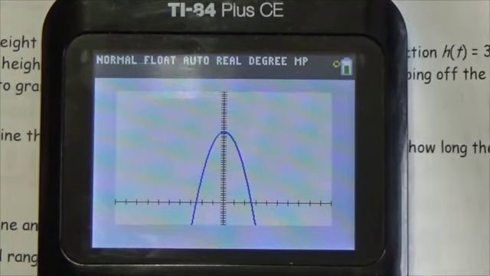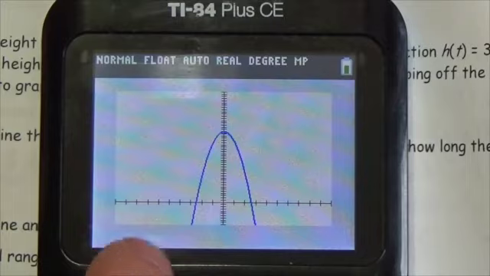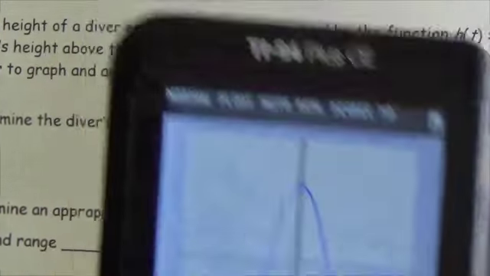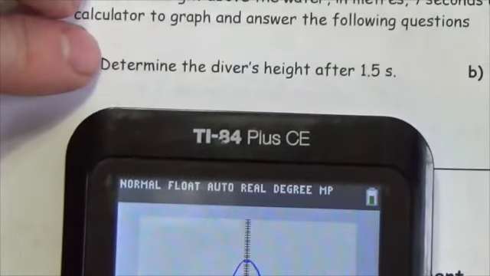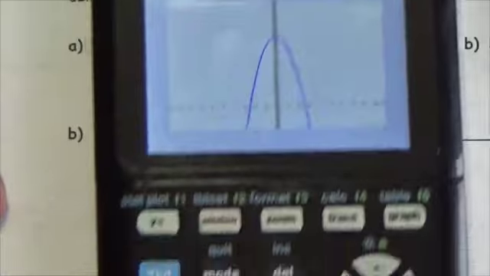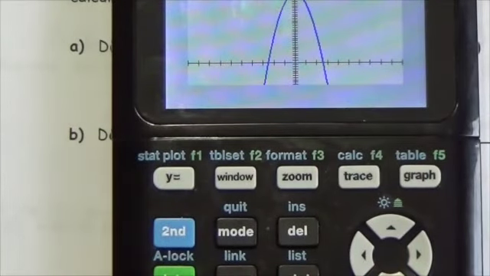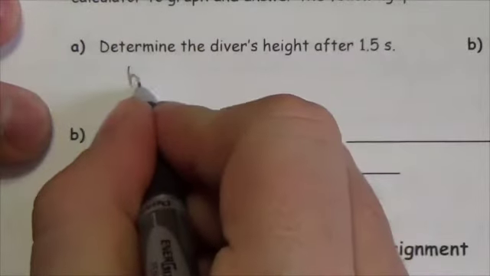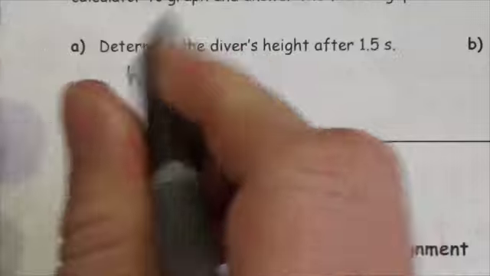Ah, okay, well that was good. That was good enough. Now, here's the line that the diver jumped here. So now the question is, determine the diver's height after 1.5 seconds. Well, there's a nice little way of doing that. Okay, 1.5 seconds is a value of the independent variable. So really what we're being asked to evaluate here is h of 1.5.